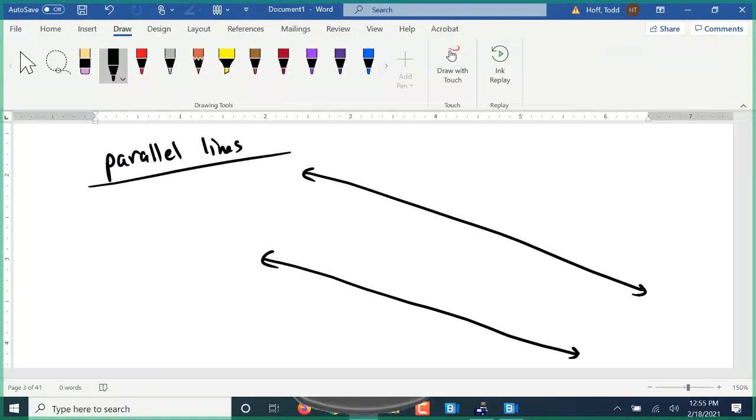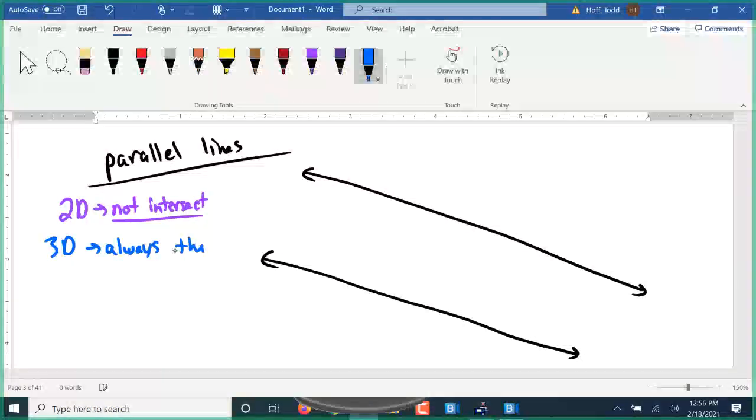Parallel lines in 2 dimensions are often defined as lines that do not intersect. But as we've mentioned, in 3 dimensions, that's not adequate. If this is a line here and this is another line, they don't intersect, but they are not anywhere near parallel. So in 3 dimensions, just saying that they don't intersect is not adequate. In 3 dimensions, we have to say that they're always the same distance apart.